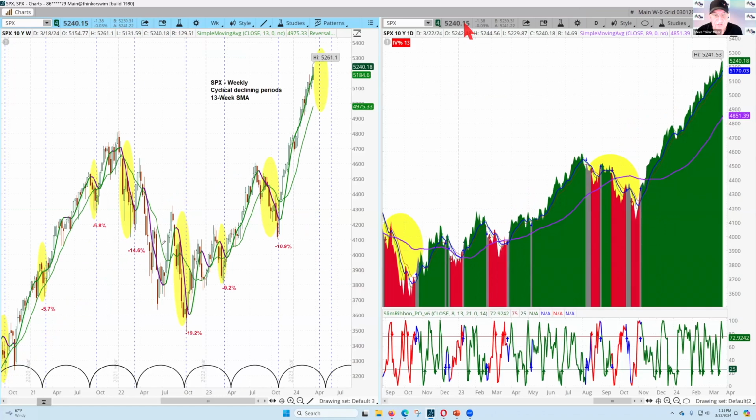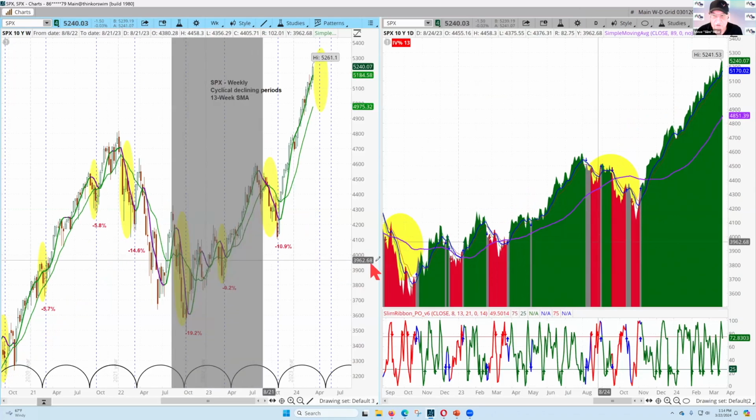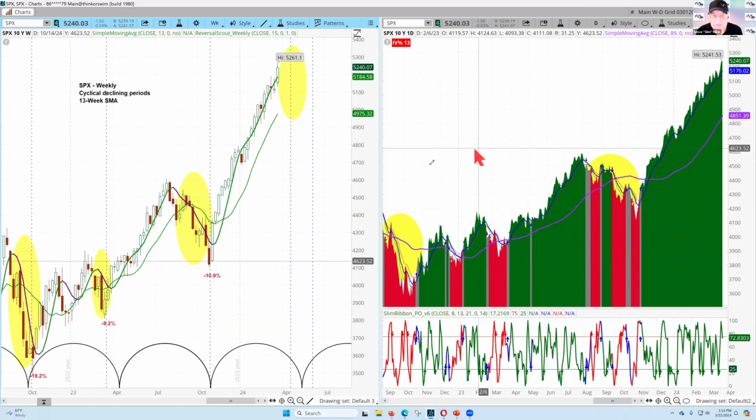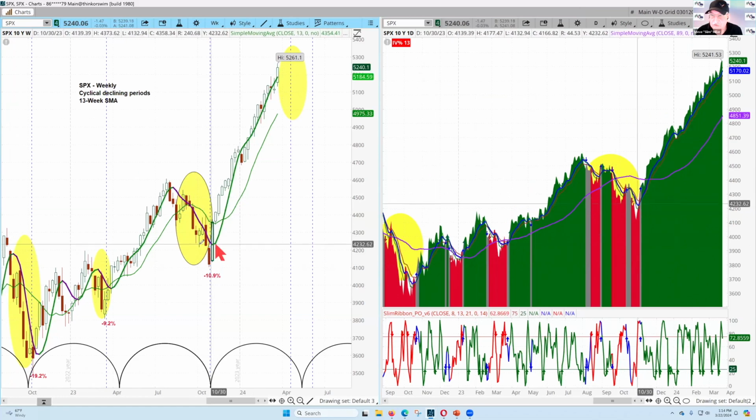Now I'm showing you this a little bit differently. Let's look at the bull market right over here and that same time frame that we have. Where does that go?